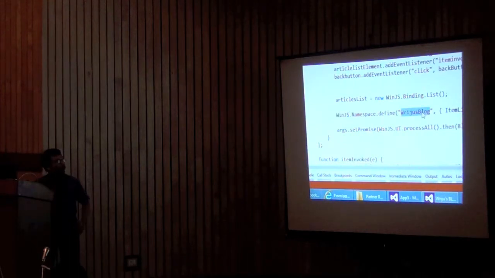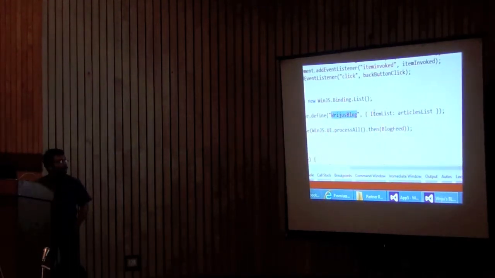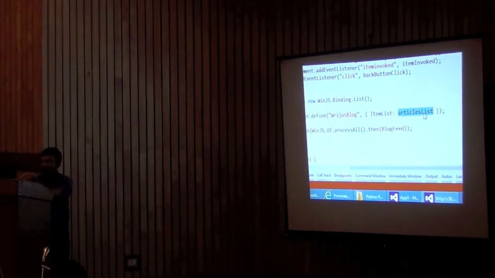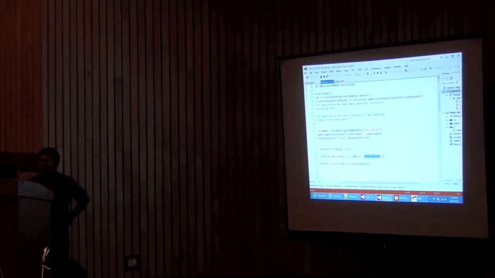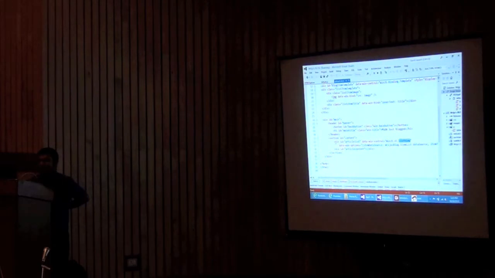So I've used some sort of unique name over here, which I don't think anybody will use, and expose this item list element, this property, and pass the article list, which I was pushing the article elements into. It's an array, right? What this item list is basically doing, if you see over here, is going into default.html and using the itemDataSource attribute of that data-win-options for the article list, and then putting the itemList.dataSource.